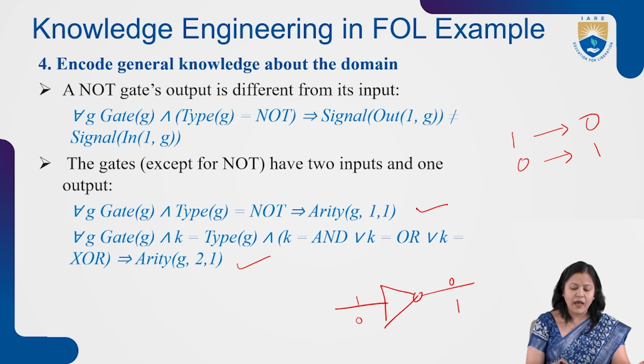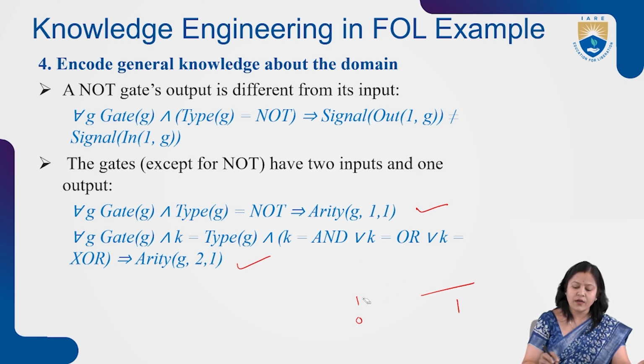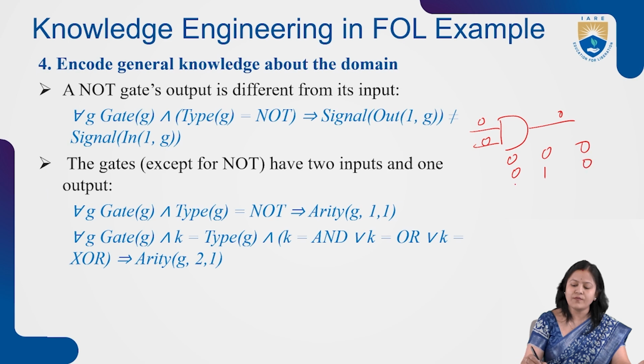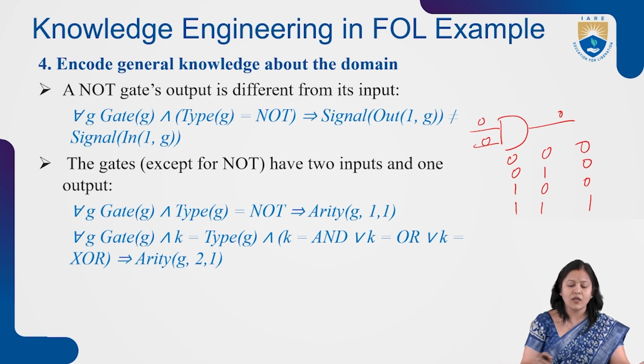Then similarly, how can we represent the AND gate, OR gate and XOR gate? We already know what an AND gate is. It takes two inputs and provides one output. If it is 0 0, it gives 0. If it is 0 1, it is 0. If it is 1 0, it is 0, and if it is 1 1, it is 1. So only if both inputs are 1 does it give 1. Here we are talking about how to represent the gate, not about the input and output.